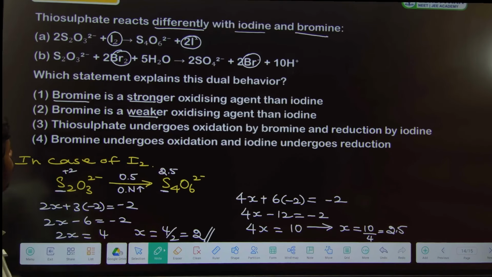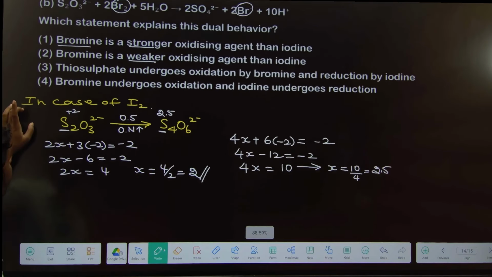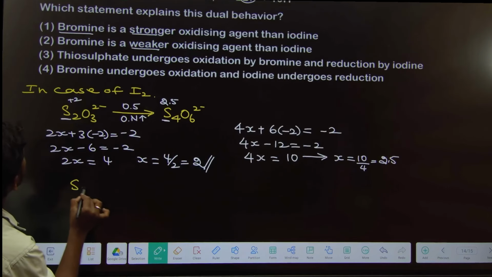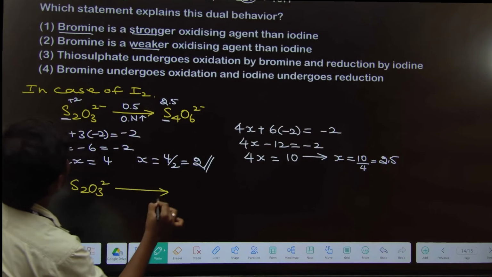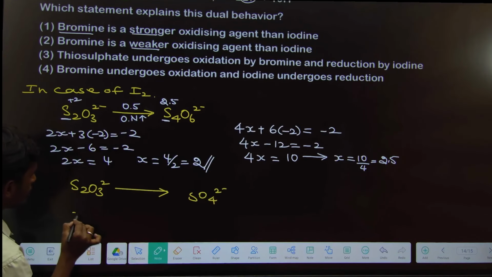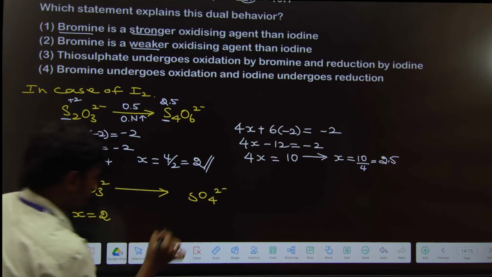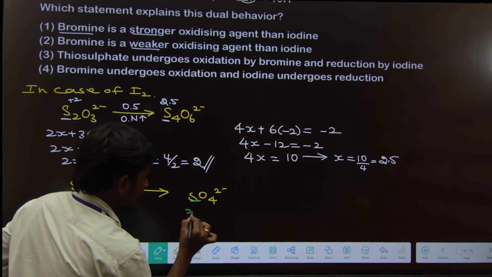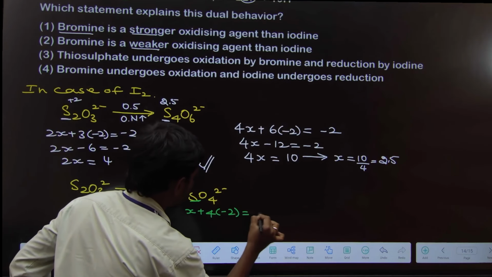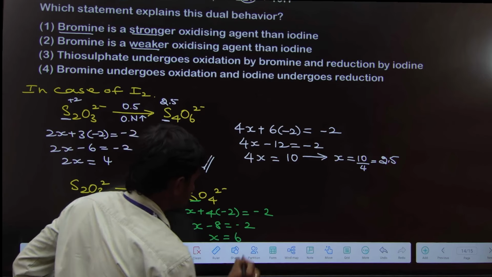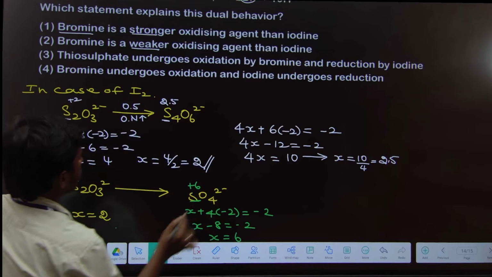But in case of bromine, what is changing? S2O32 minus is converted to SO42 minus. We just now found its oxidation number. X will be equal to 2. இங்க பார்க்கலாம். Here the oxidation number x plus 4 into minus 2 is equal to minus 2. Then x minus 8 is equal to minus 2. X is equal to 6. Okay, it is converted to plus 6.